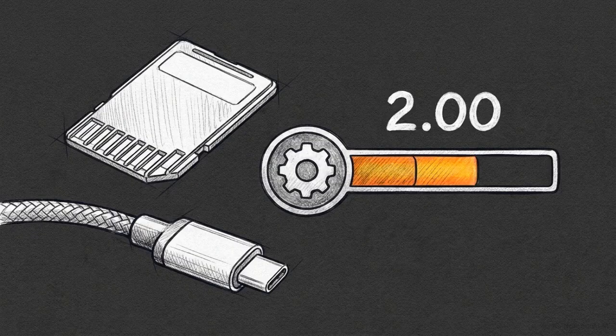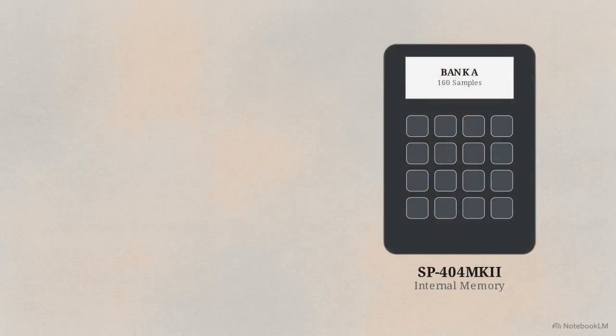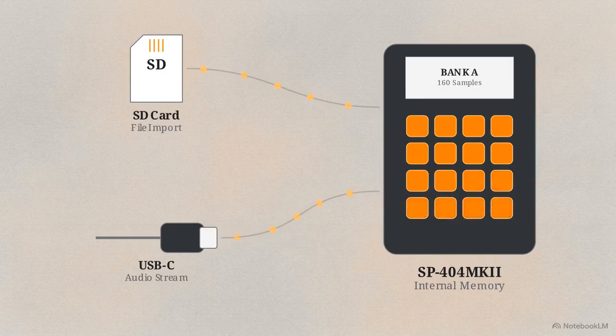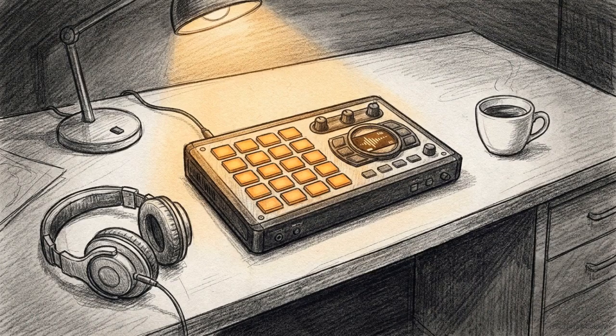Before we begin, verify that your device is running firmware version 2.00 or higher. You will also need raw audio loaded up, either from an SD card or streamed directly into the machine over a USB-C cable. Pairing these modern firmware updates with the classic Roland layout creates a complete DAW-less production environment.